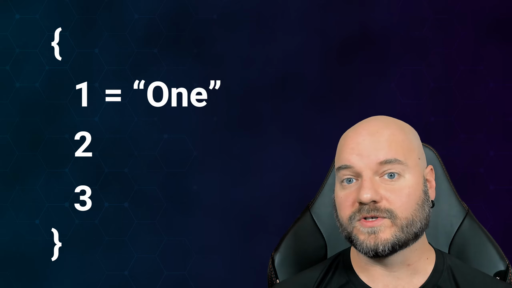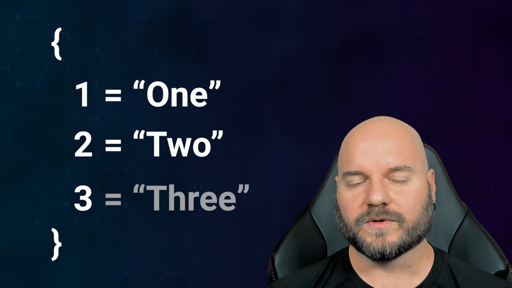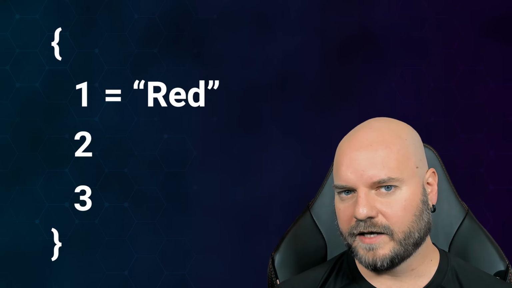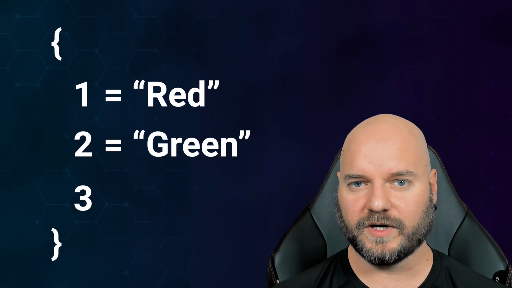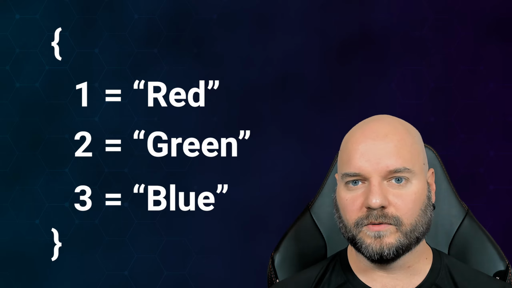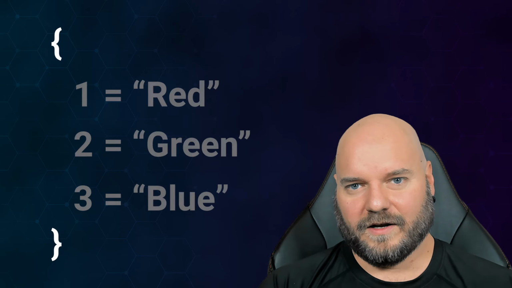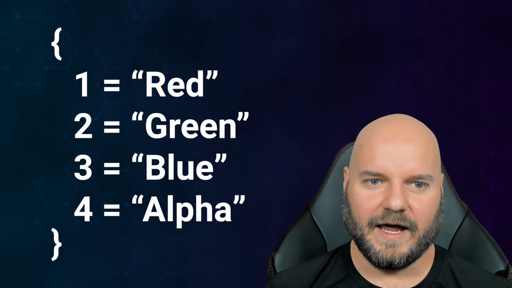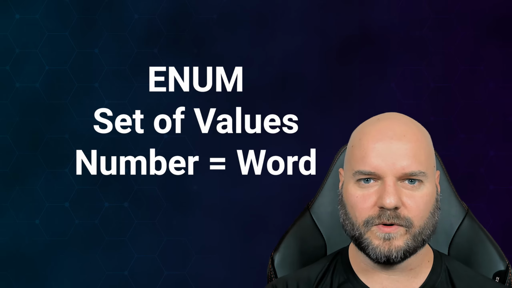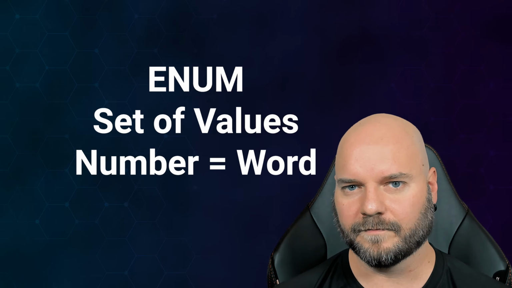Let's say we have an enum of 1, 2, and 3. Now we can have 1 equals 1, 2 equals 2, and 3 equals 3. Of course, we could also have something like 1 equals red, 2 equals green, and 3 equals blue. We could even add a 4 in there equals alpha if you wanted to go RGBA. But of course, these don't have to be related at all, because these are just a set of values where the number is equal to the word.